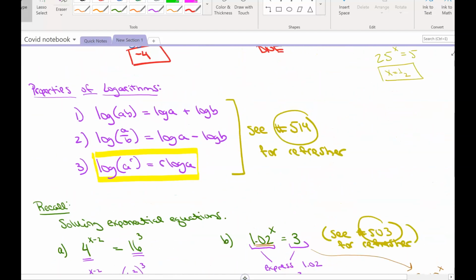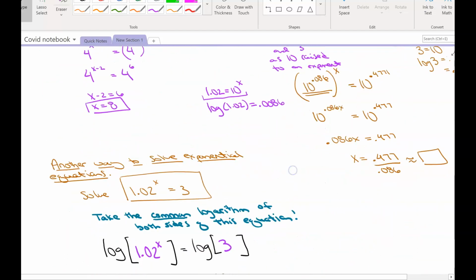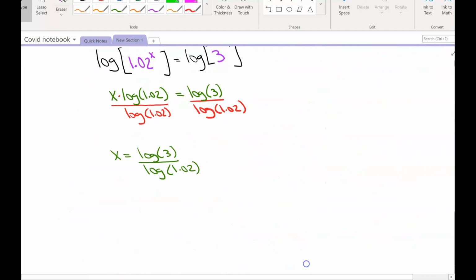No. That property applies if you're taking the log of a over b, that it's log a minus log b. It's not log of a over log of b, which is right here.